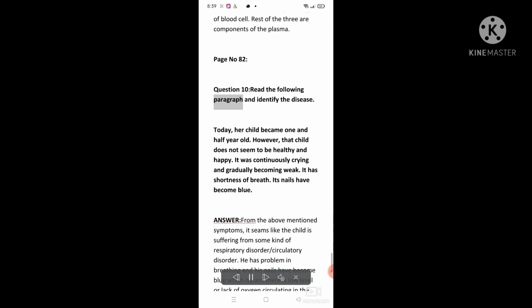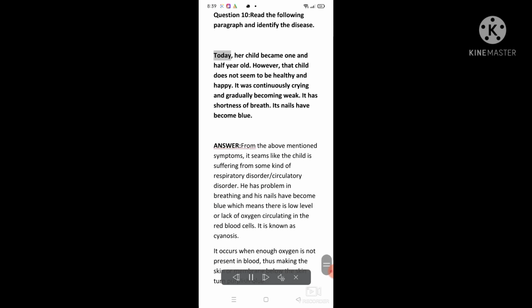Question 10. Read the following paragraph and identify the disease. Today, her child became 1.5 years old. However, that child does not seem to be healthy and happy. It was continuously crying and gradually becoming weak. It has shortness of breath. Its nails have become blue.